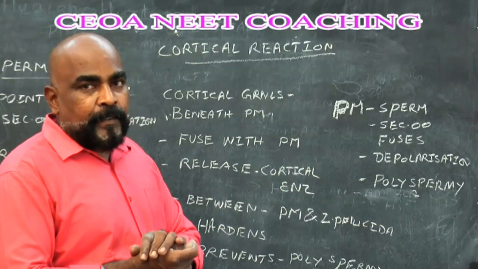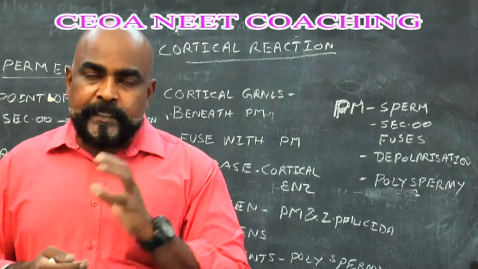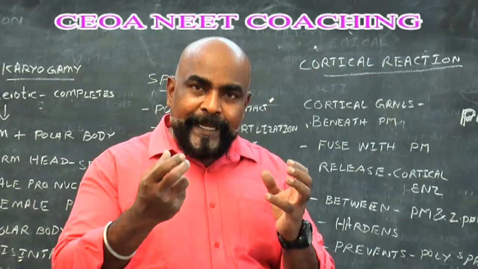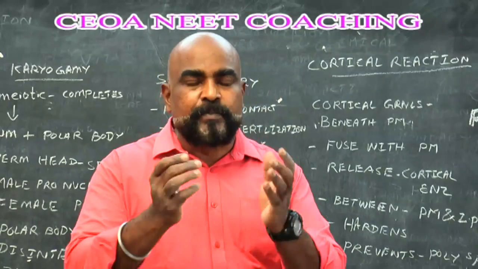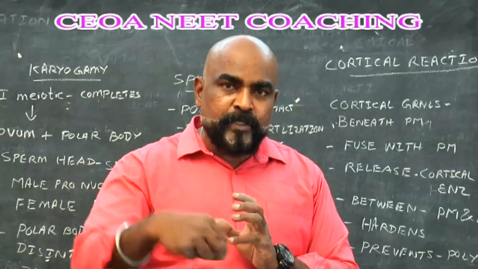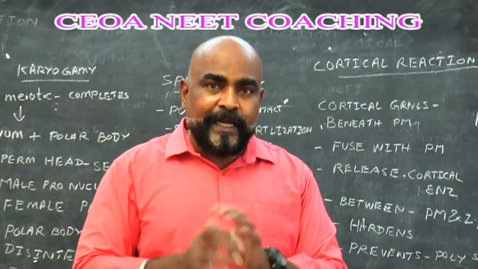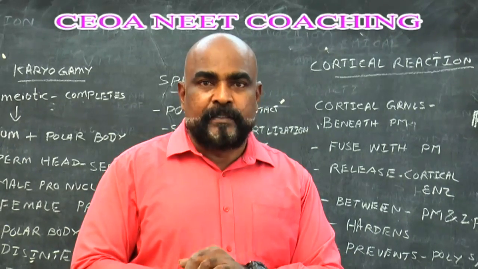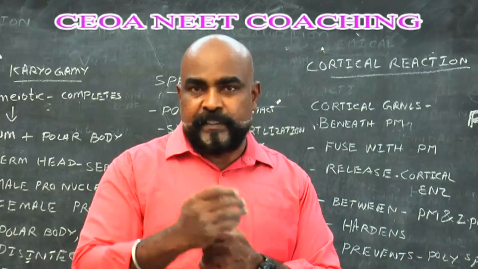Why is polyspermy not required? See, the spermatozoa has a haploid number of chromosomes and the egg has a haploid number of chromosomes. When they fuse together, they form a zygote which is diploid. Just imagine another sperm is also entering. That will result in a triploid condition and the embryo may not survive. So nature doesn't want this to happen. It wants to protect that embryo. So that's the reason polyspermy is prevented.